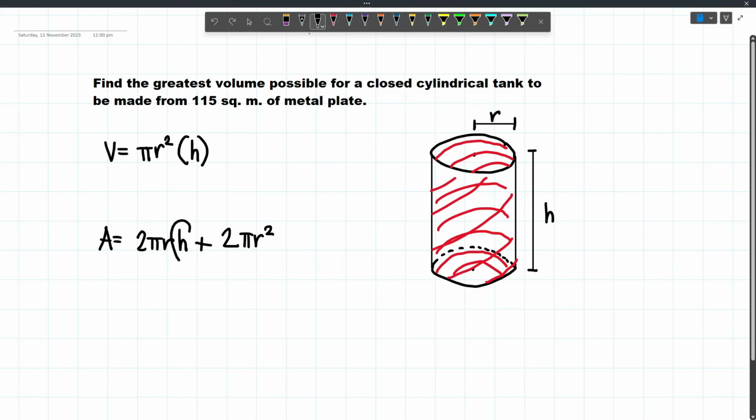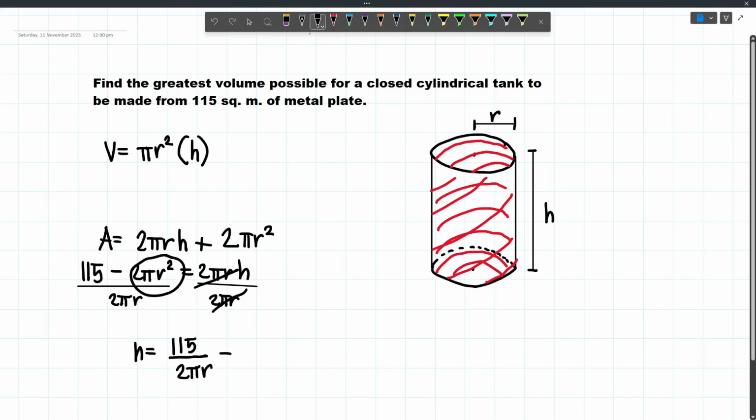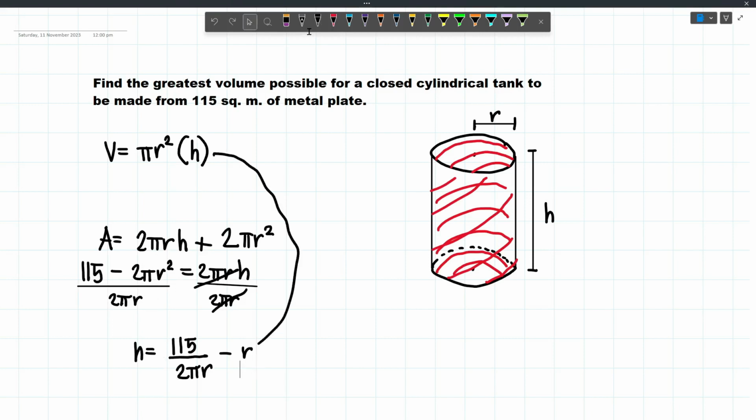Now we need to express h in terms of r. And so let's isolate this one. Again, our A is 115. So let's substitute that value. And then let's move this to the left. So that will be 2 pi r squared. And that's equal to 2 pi r h. And so to isolate h, let's divide both sides by 2 pi r. And so these will cancel. So our h will be 115 over 2 pi r minus 2 pi r squared divided by 2 pi r will become r. Because this will cancel. So this will be the h that we will use in the equation here.